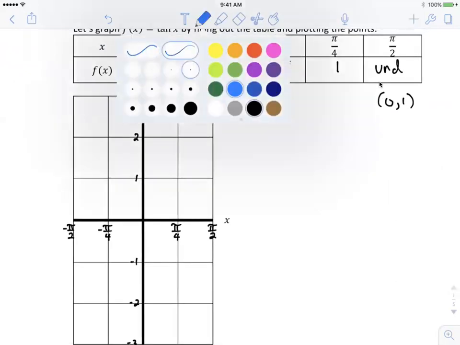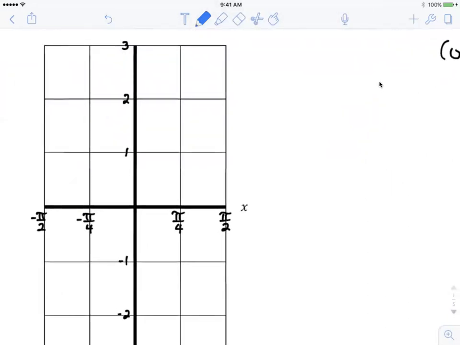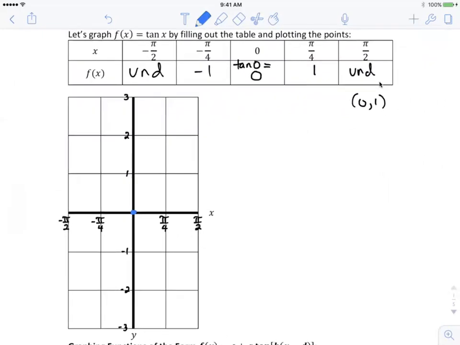Maybe we'll do that in blue so it stands out a little bit. But I've got x 0, f of x 0, or y 0, right? There it is. Pi over 4, 1. And then pi over 2, undefined. So what I'm going to do is put just a dotted line because there's no point there. And then negative pi over 4 is -1, and negative pi over 2 is also undefined, another dotted line.